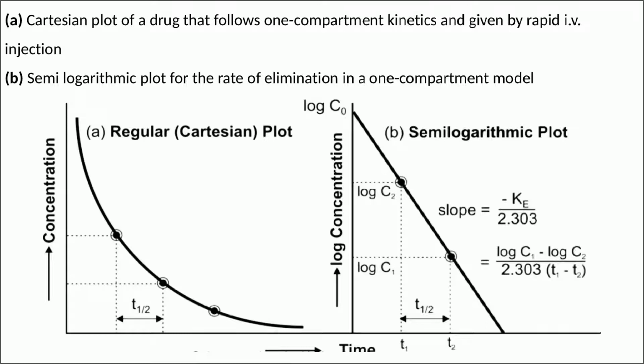So as the time increases, the concentration decreases. The straight line indicates a first order kinetic, where the log concentration versus time gives you a straight line with negative slope.